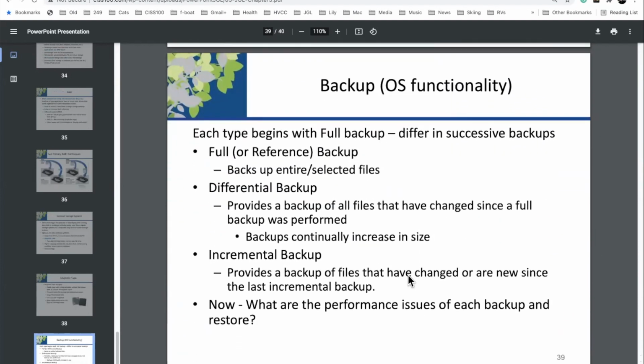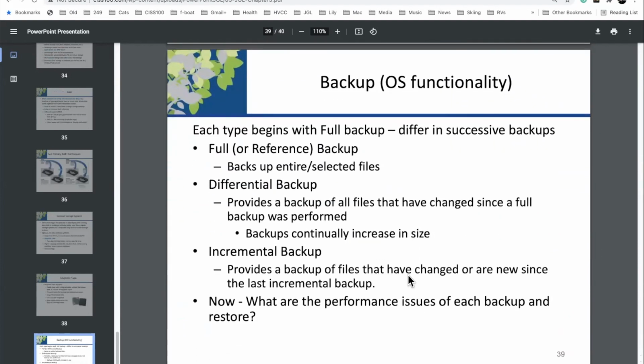Now, speaking about backups, let's recognize this is an operating system functionality. There are 3 different types of backups: full, differential, and incremental. And we choose which one really based on our business operations. I'll explain this in just a minute. So first, to distinguish between the 3 types of backups.